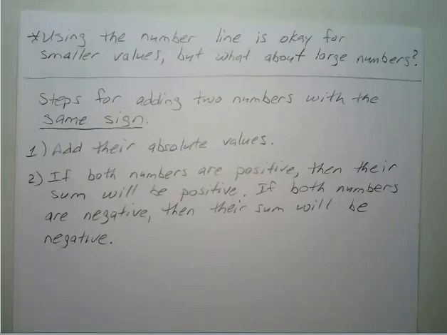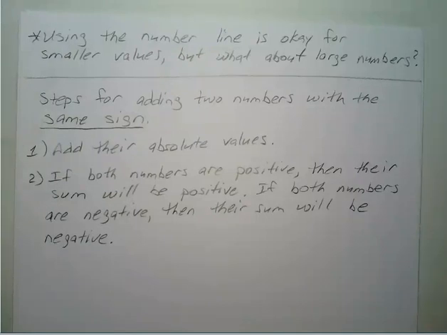So these are the steps for adding two numbers with the same sign, and then we'll show how to add them with different signs. If they have the same sign, which means the two numbers are either both positive or both negative, you add their absolute values. Second, if both numbers are positive, then their sum will be positive. If both numbers are negative, then their sum will be negative. So if you add two positive numbers together, your answer is going to be positive. If you add two negative numbers together, your answer is going to be negative.